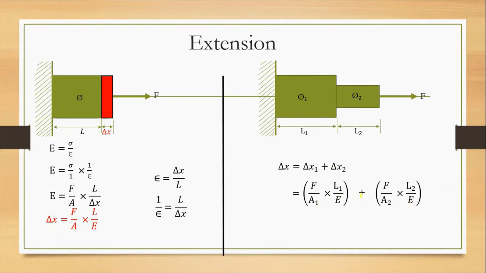Now, guys, what is in common between the two? What is the common factor? The force. Only the force and the Young's modulus. The area is different because we've got two different sizes, but the Young's modulus is going to be the same. So if you take out F over E as a common factor, what do you have on the inside left? L1 over A1 plus L2 over A2. This is how you're going to calculate the extension of these two bars.